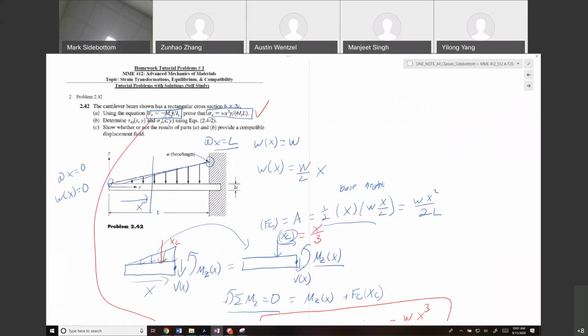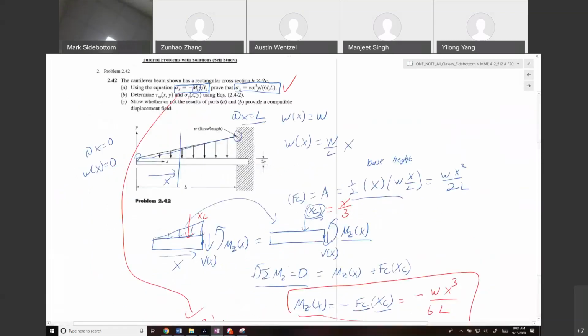Are there any questions about the first part, in terms of finding M of z and using it to find sigma x? Okay, there are no further questions. I'll just keep going.